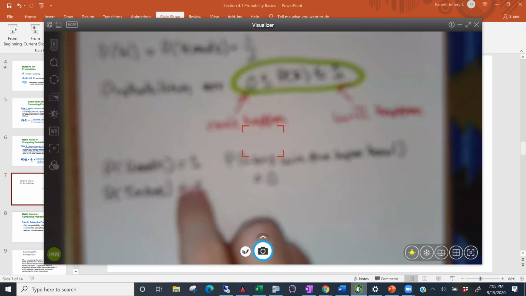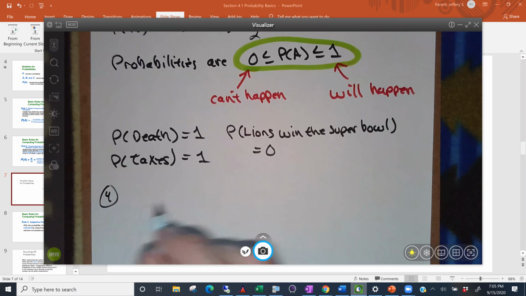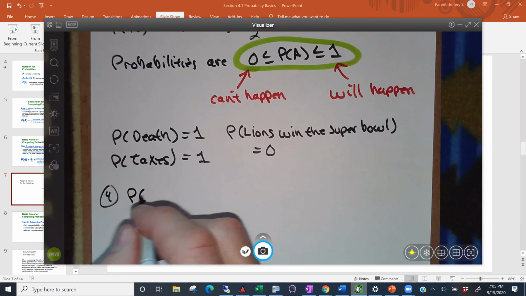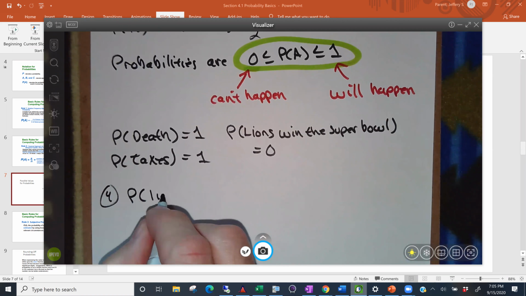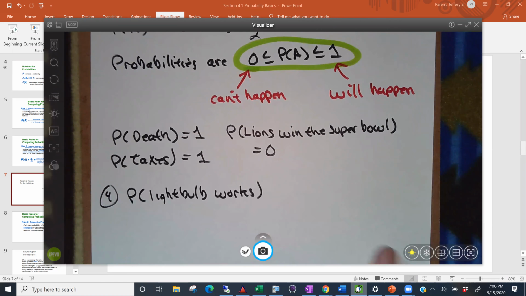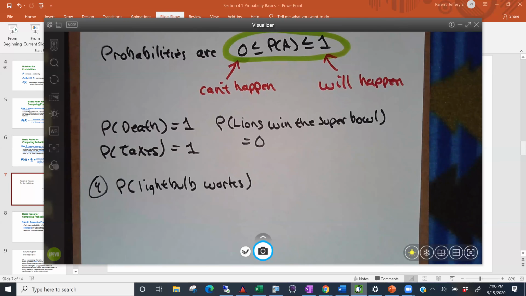So probability of death and taxes, probability of the Lions win the Super Bowl. And then you got all kinds of uncertainties in between. Let's do a subjective one. So this one's problem number 4 from the book. And basically it's a probability that a light bulb works the next time you try it. Now, I'm not sure if there's a way that you could actually calculate this. Maybe there is, but it's more or less a subjective probability that we're looking for here. What would you say about that probability?